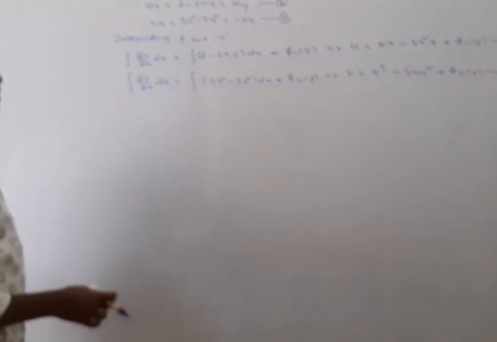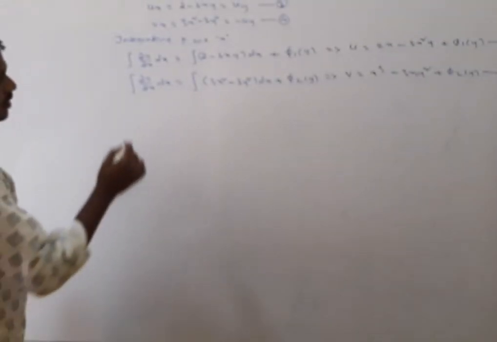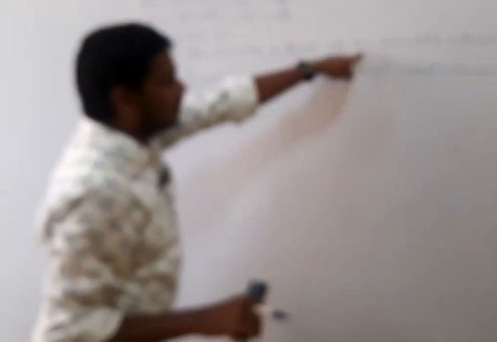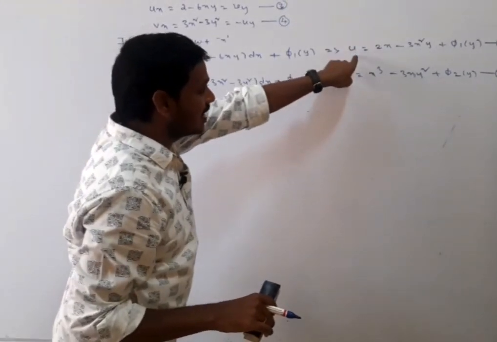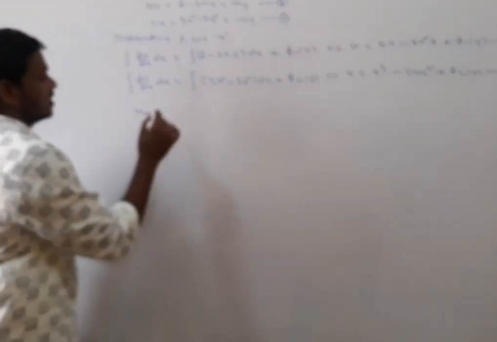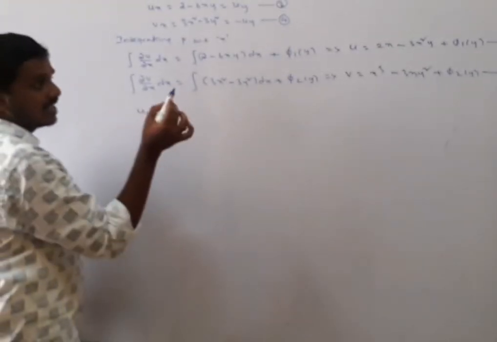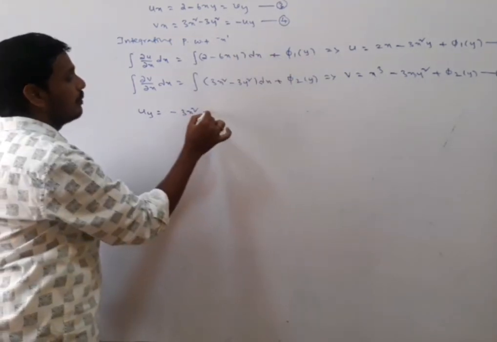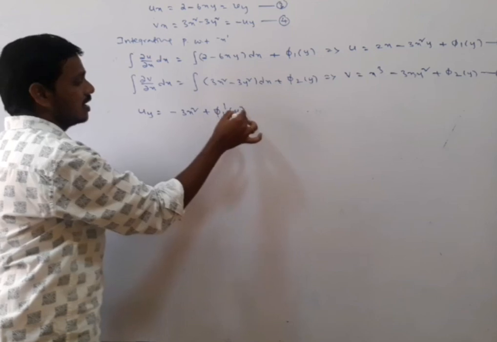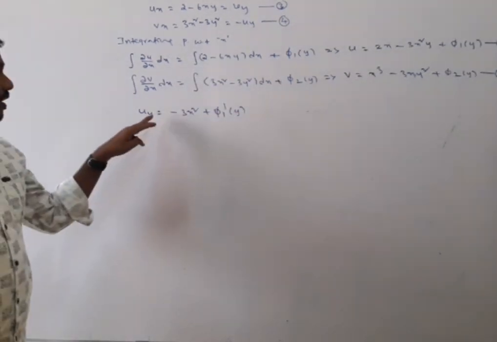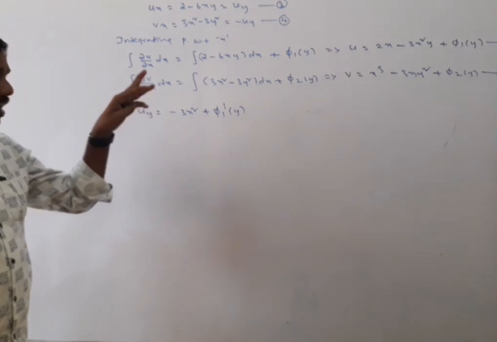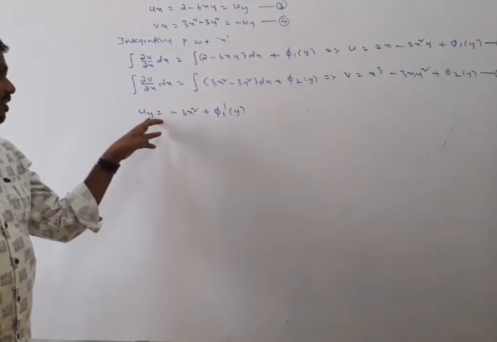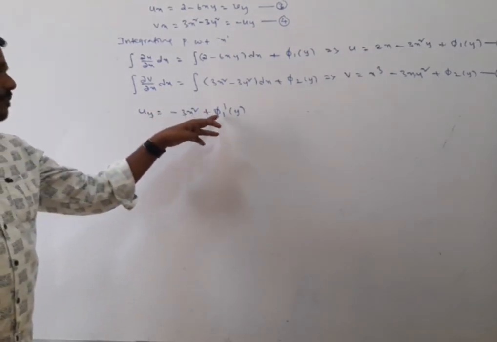Okay, now as u and v, here we have uy. I am trying to find uy. uy stands for what? From this u, I am going to find uy, that means differentiating u partially with respect to y. So 2x derivative is 0, minus 3x square y derivative is minus 3x square, and pi 1 of y derivative is pi 1 dash of y. Is it clear my point? Differentiating u partially with respect to y, that is uy. uy is equal to minus 3x square plus pi 1 dash of y.